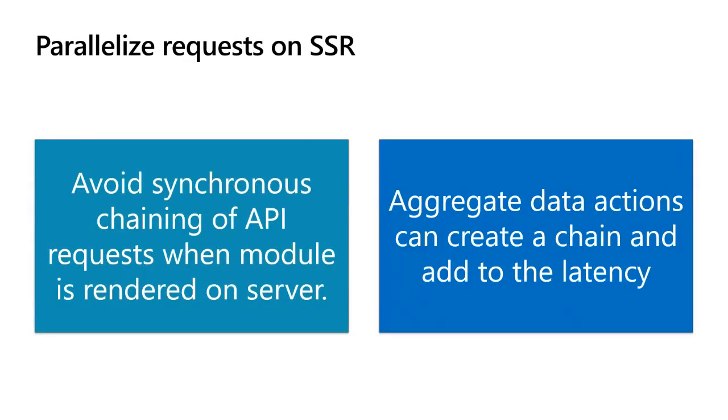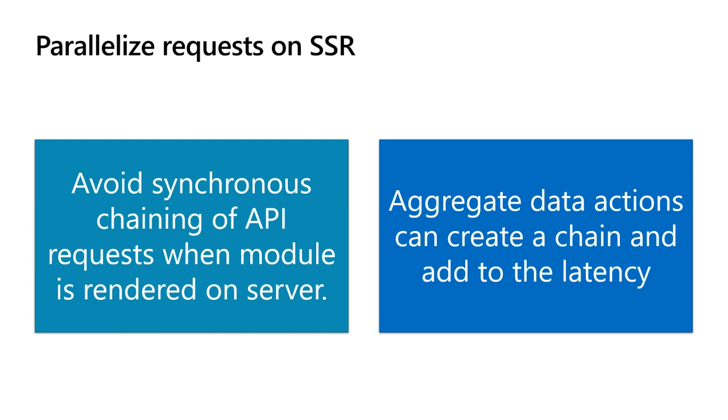Another important performance aspect is parallelizing the requests on the server side. Synchronous chaining of API requests should be avoided when the module is rendered on the server. The e-commerce framework executes independent data actions in parallel. However, data actions which are of the nature of an aggregator, which depend on other data actions, can create a chain and add to the latency. Such actions should be designed with care to not degrade the request latency.